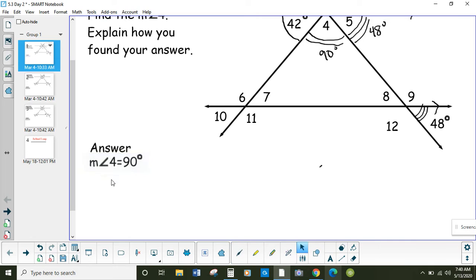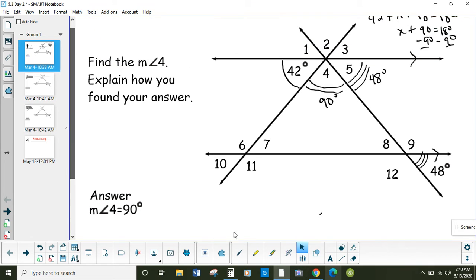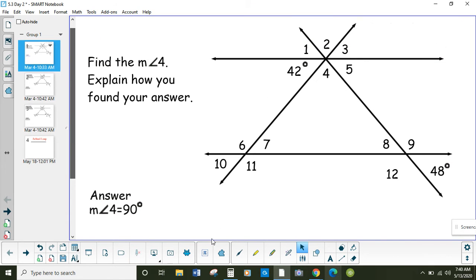There's other ways you could have done it as well. And some of you probably did it another way and also got 90 degrees, correct? So for example, I could say that angle 7 has to be 42 degrees because they're alternate interior angles, because this is a transversal for these two parallel lines as well. So this is 42, so this has to be 42. I can say that angle 8 has to be 48 because it's a vertical angle to the 48 degrees.